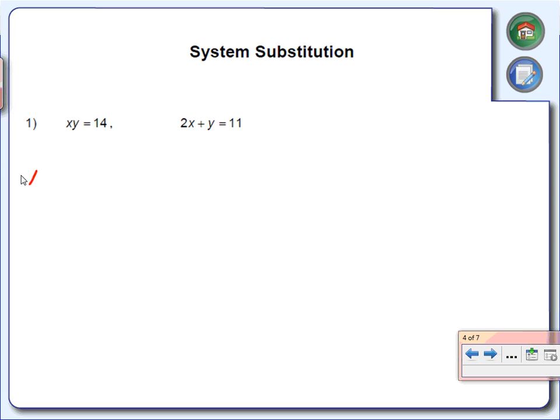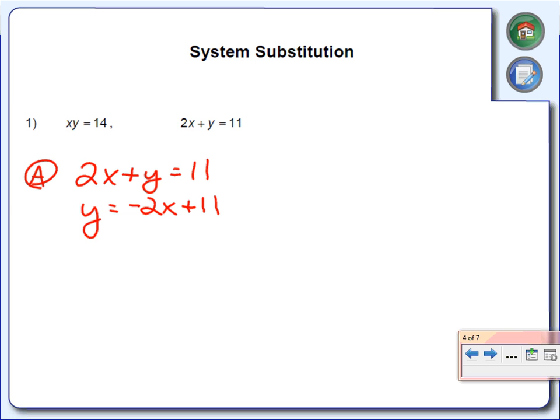All right, first thing we're going to do is take one of the equations and set it equal to 0. So we're going to take the second equation and solve for y. So we're going to subtract 2x. So now we got y is equal to negative 2x plus 11. And that's going to be our first step. Get y by itself. Remember, it doesn't matter which equation, just get y by itself.